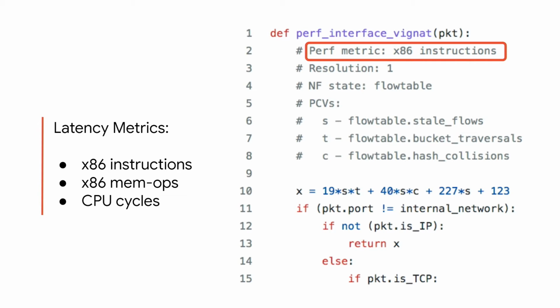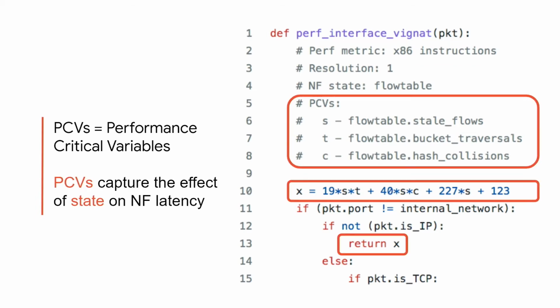So now we have a program that takes as input a packet and is going to tell you the latency incurred while processing this packet. But the latency does not depend only on the input packet. It also depends on state built up by previous packets, which can vary a lot depending on the workload.